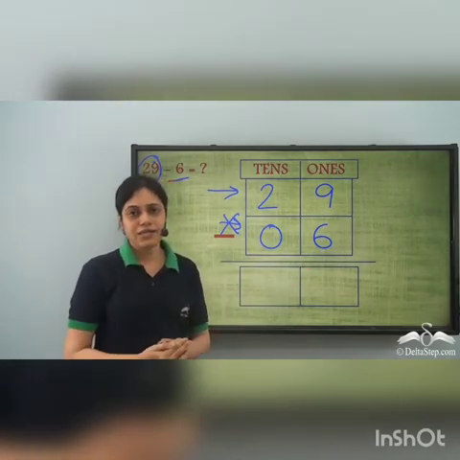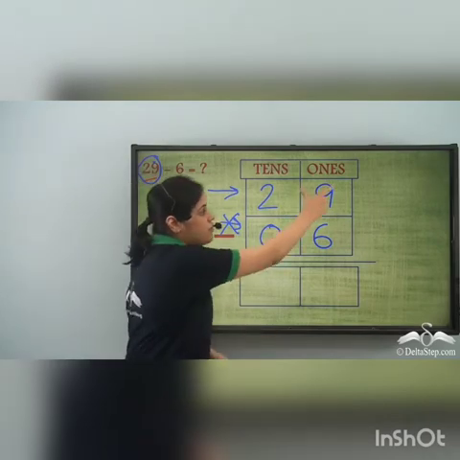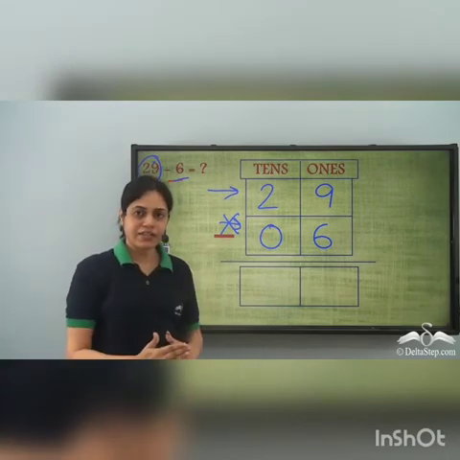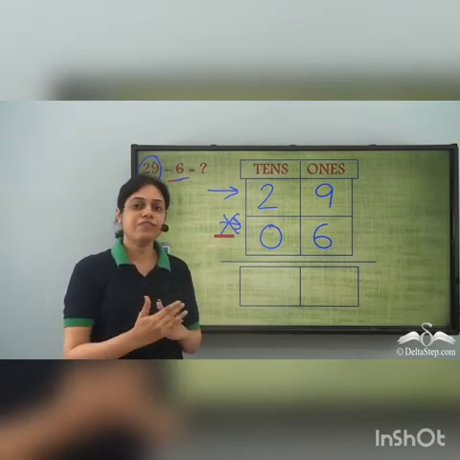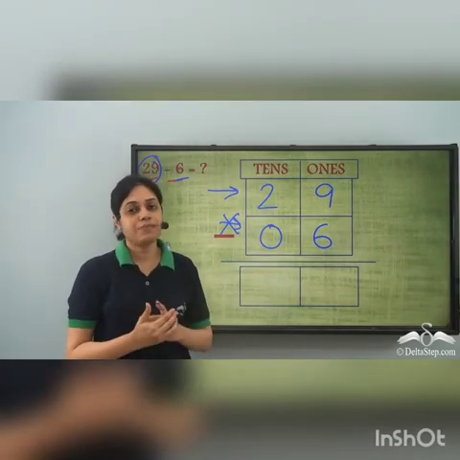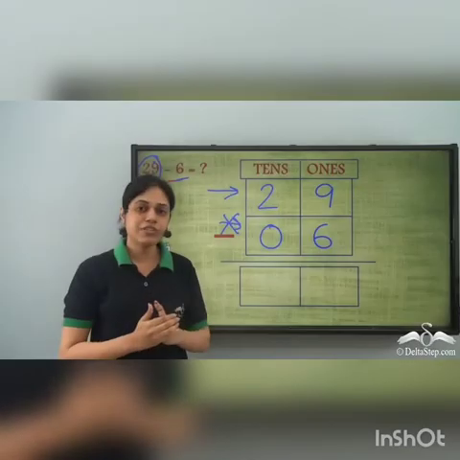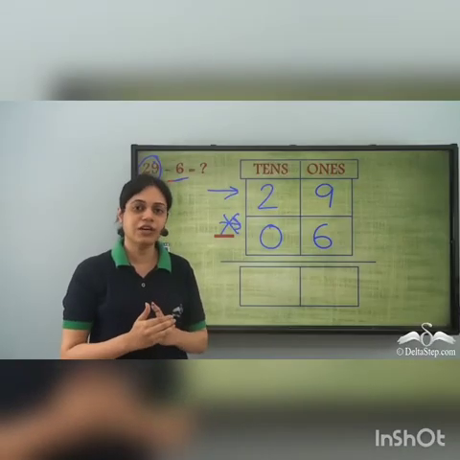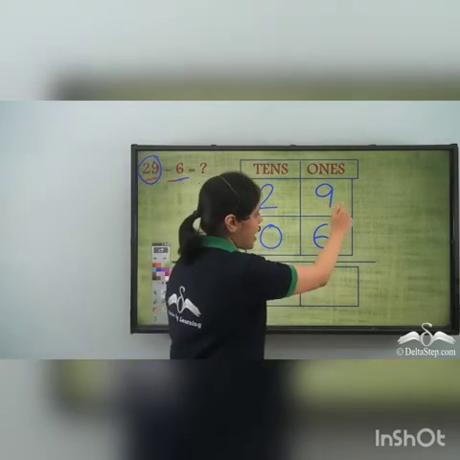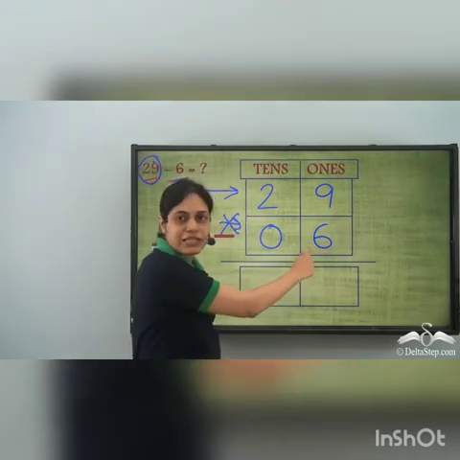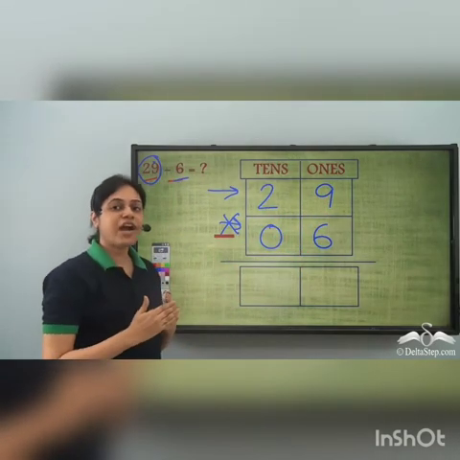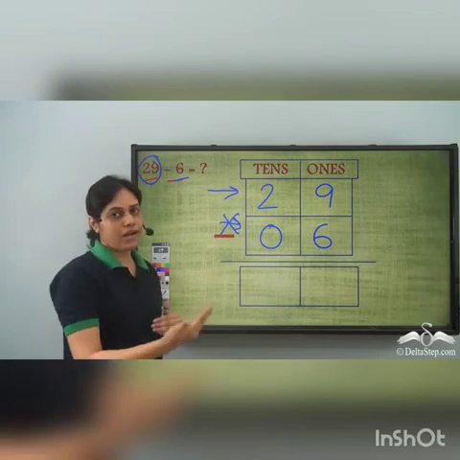Now where do I start? I start with the ones room. So like in the case of addition, we first add the ones room. That is, we first add the digits in the ones room. In subtraction as well, we first subtract the digits in the ones room. So I will subtract 9 minus 6. So it is 9 minus 6. I will subtract 6 from 9.